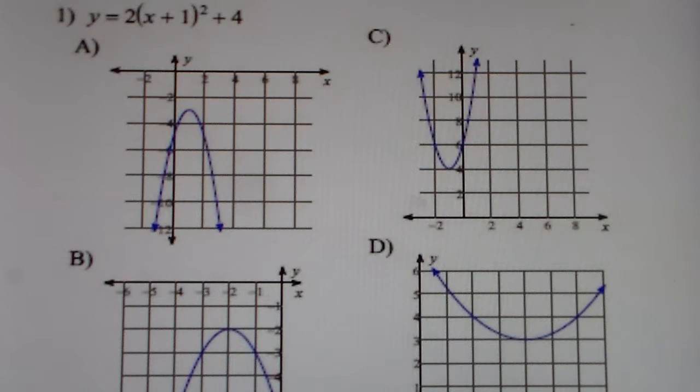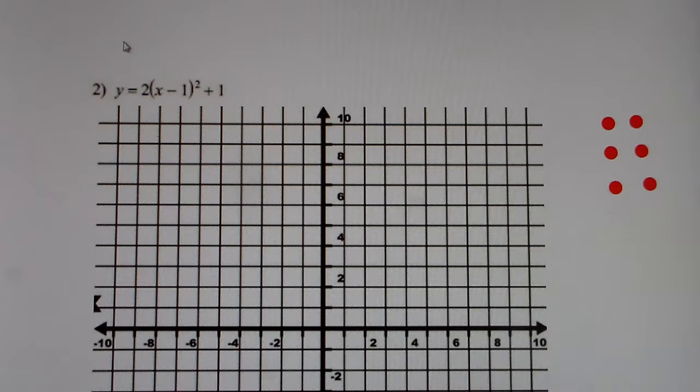Let's move on to problem number 2. So problem number 2 says y equals 2 times x minus 1 squared plus 1. So our vertex, well, we're going to do the opposite of negative 1, so it'll be positive 1, and then 1 up.